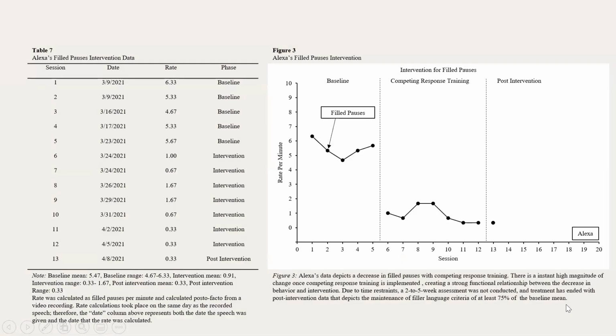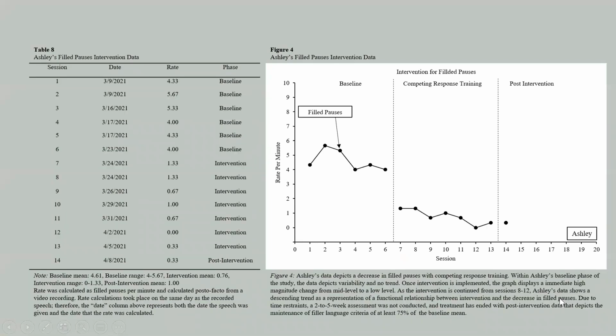When we look at Lexi's data, we see baseline at a low variability and a higher level. Immediately after competing response is implemented, there is an instant change in high magnitude, showing a functional relationship between the decrease in behavior and the intervention. Lastly, we can look at Ashley's data.